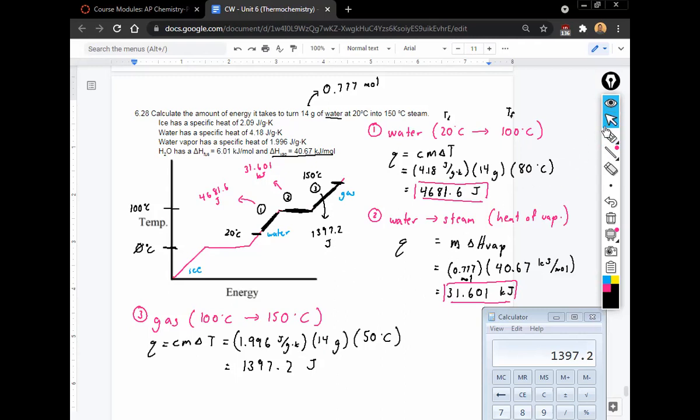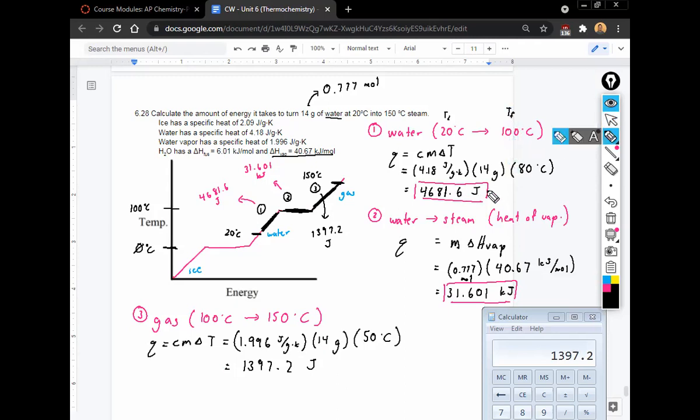All right, almost done. But before we finish up, do you guys have any questions on that part? It's the same thing as water. We're just using the specific heat for water vapor. Okay, so let's take a vote. Who wants to calculate in joules? Who wants to do kilojoules? Okay, let's do kilojoules. I like kilojoules better too.